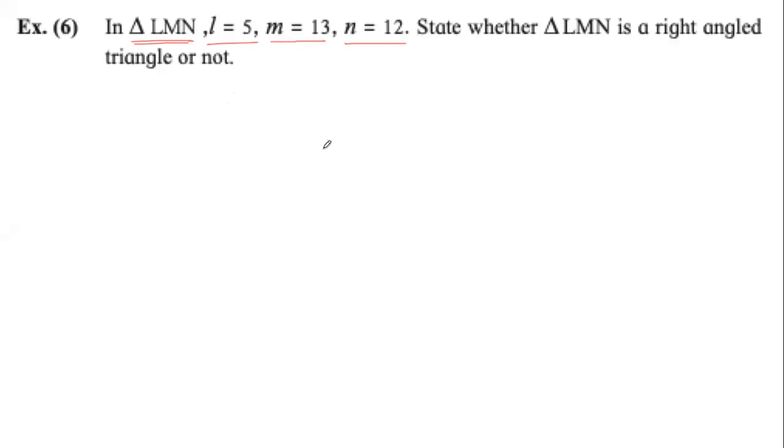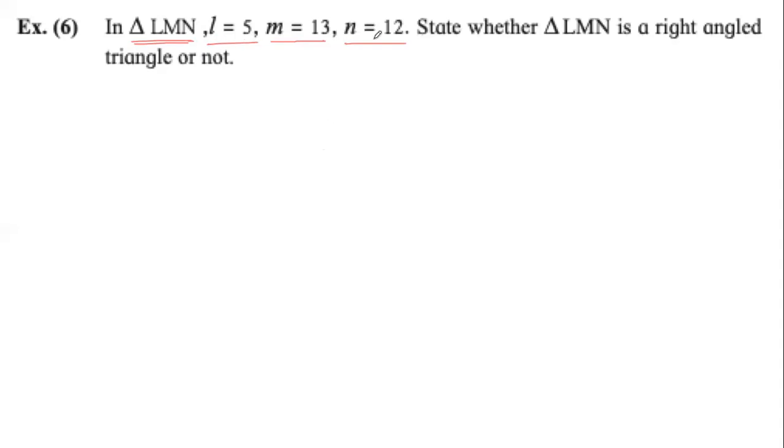We know that in a right angle triangle, the square of the hypotenuse is equal to the sum of the squares of the other sides. Logically, the converse will be true. If the square of the longest side is equal to the sum of the squares of the other two sides, then it will be a right angle triangle. That is what we will see.